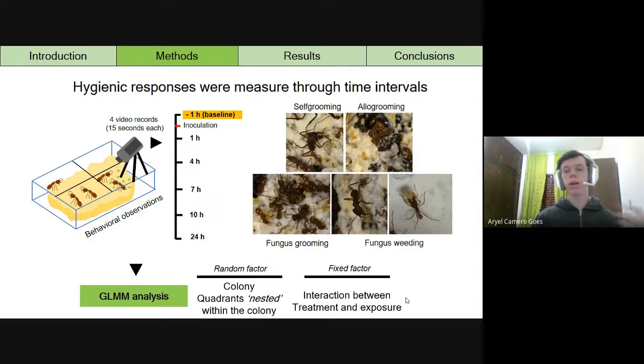We recorded the colony 4 times at each interval and later analyzed it and counted the behaviors shown by the ants. Later, we introduced our data in a GLMM analysis in RStudio, with random factors as the colony and the quadrants where we inoculated our treatment, and as fixed factor, the interaction between treatment and exposure.